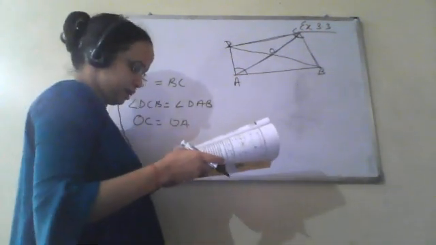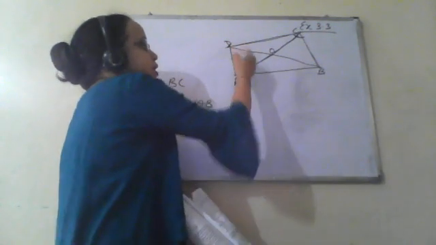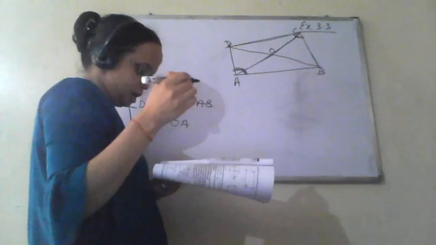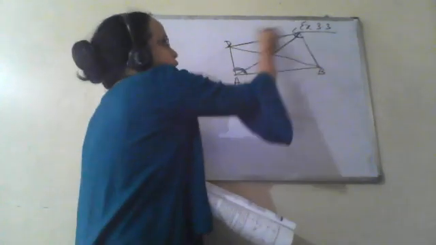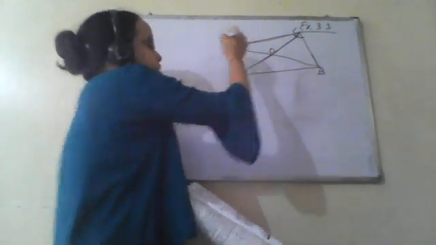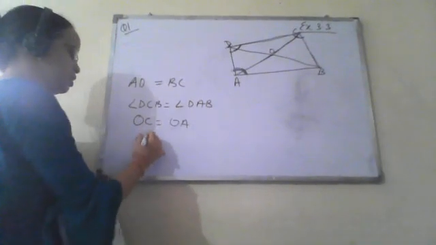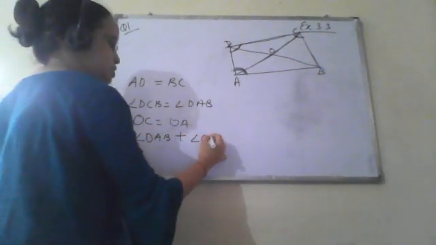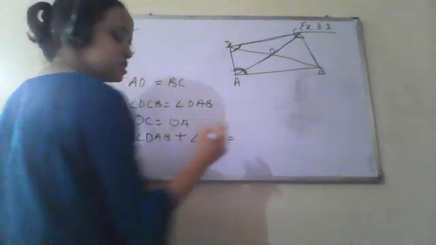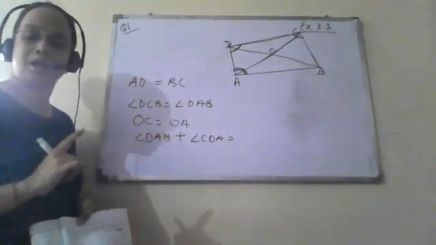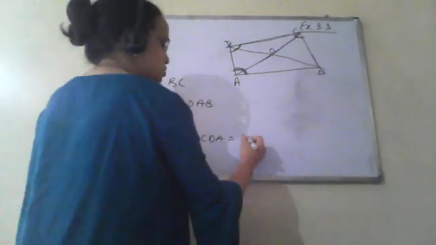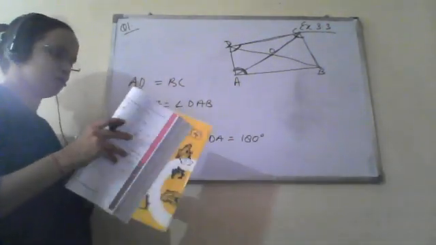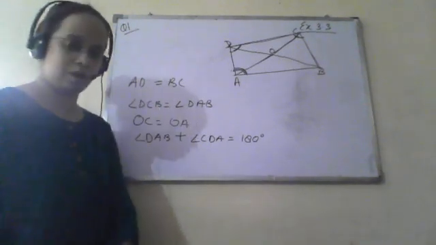And angle DAB means this angle, and angle CDA is this angle. Angle DAB plus angle CDA will be equal to 180 degrees, because these are adjacent angles and adjacent angles are supplementary. Clear? So this is question number 1. Now question number 2.